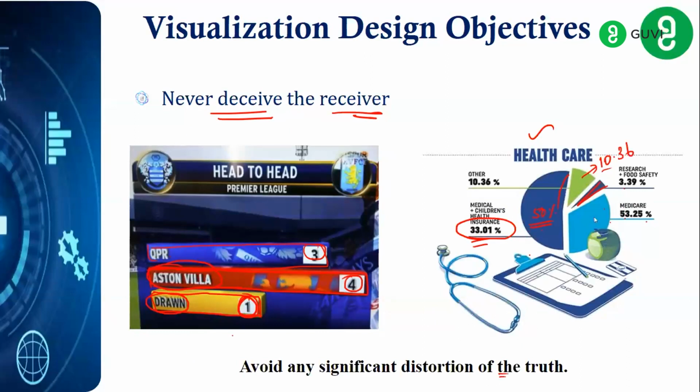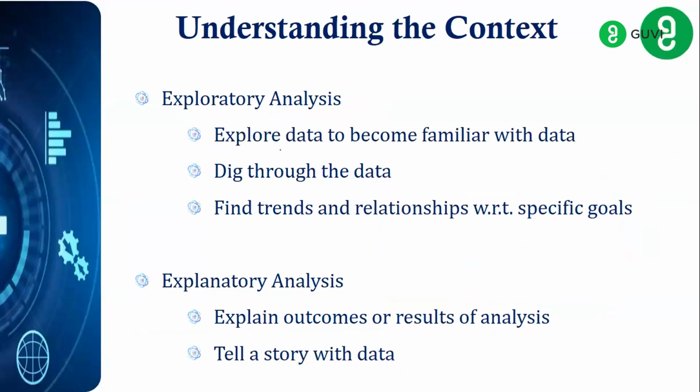Don't provide any irrelevant information to the end user. This is also one of the design objectives. Yes or no? So these are the four points you should remember while designing your objective part. And the next point is exploratory analysis and explanatory analysis. The difference is, in exploratory, from the raw data you should explore the data, and based on that you can understand the data. That is the first point. And you are able to find the trend and relationship with respect to a specific goal.